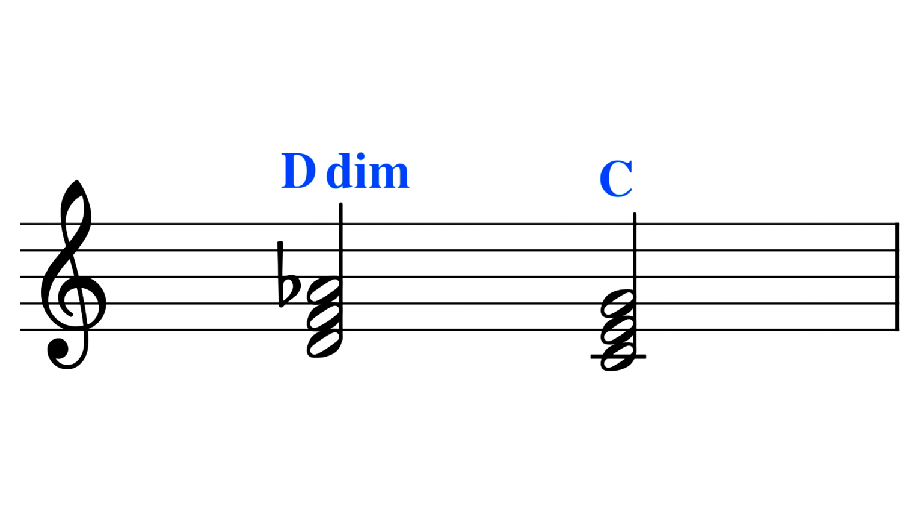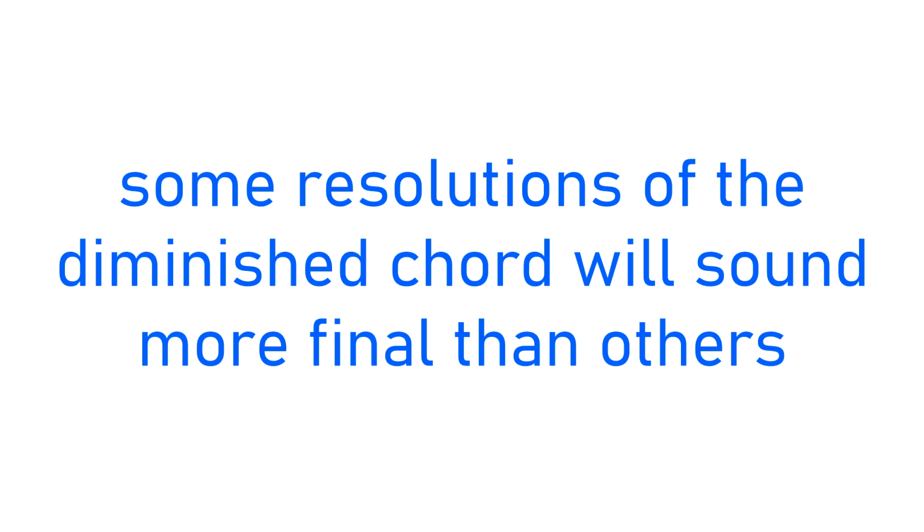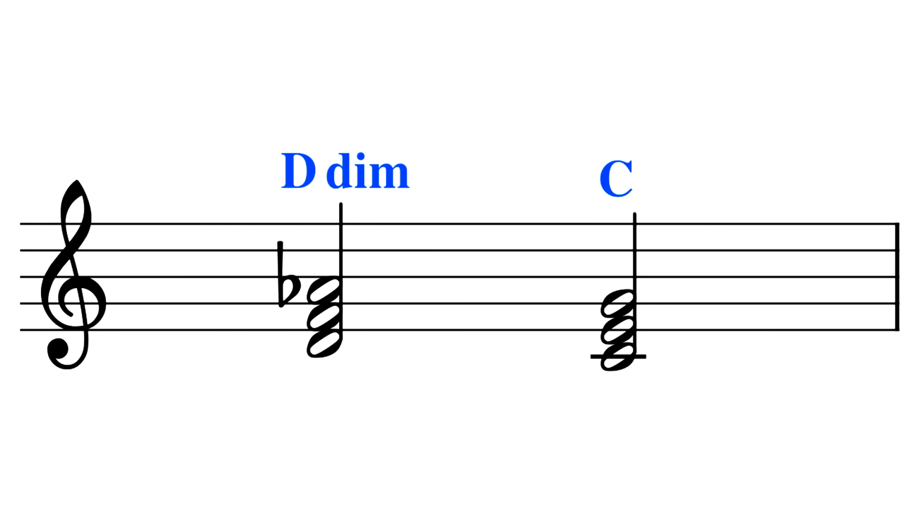So, for example, this D diminished chord could resolve to C, could resolve to D, to F, to G, to A, to E flat, to F sharp. Of course, particularly depending on what key you're in, some resolutions will sound more final than others, but all of these resolutions offer a point of relief from the tension of the diminished chord.